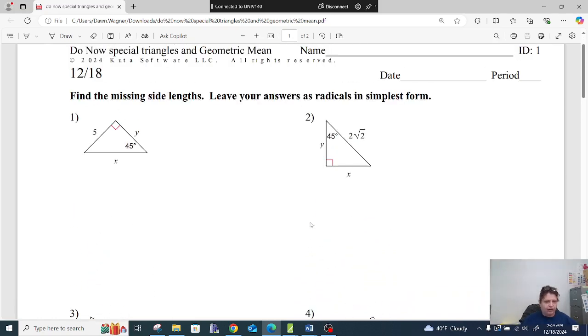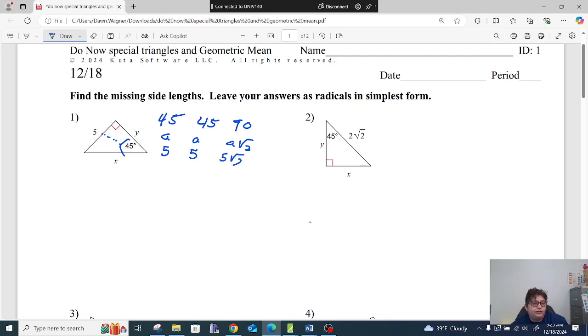These first four, you just follow the pattern. You don't have to show any work because I know that 45, 45, 90 is a, a, a square root 2. And across from the 45 was given as 5. So I just put 5 here and 5 here, and then I'm just going to put 5 square root 2 because this one followed the pattern.